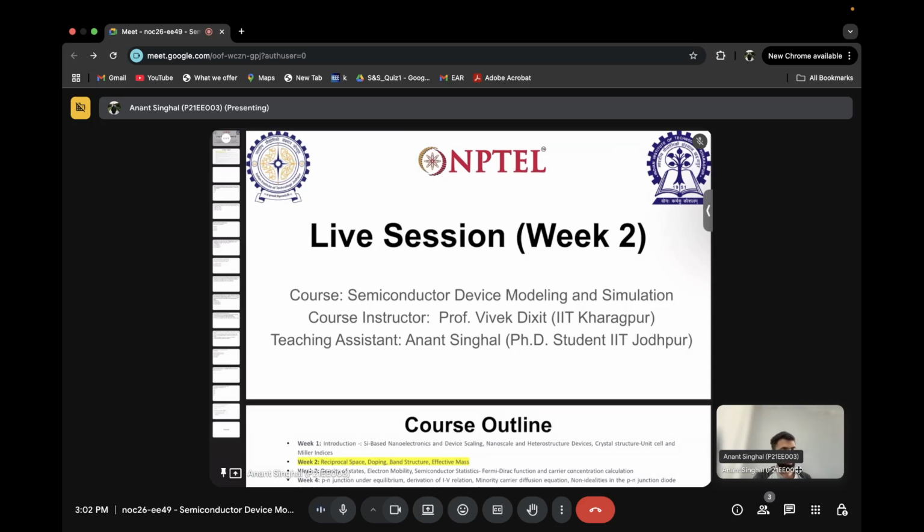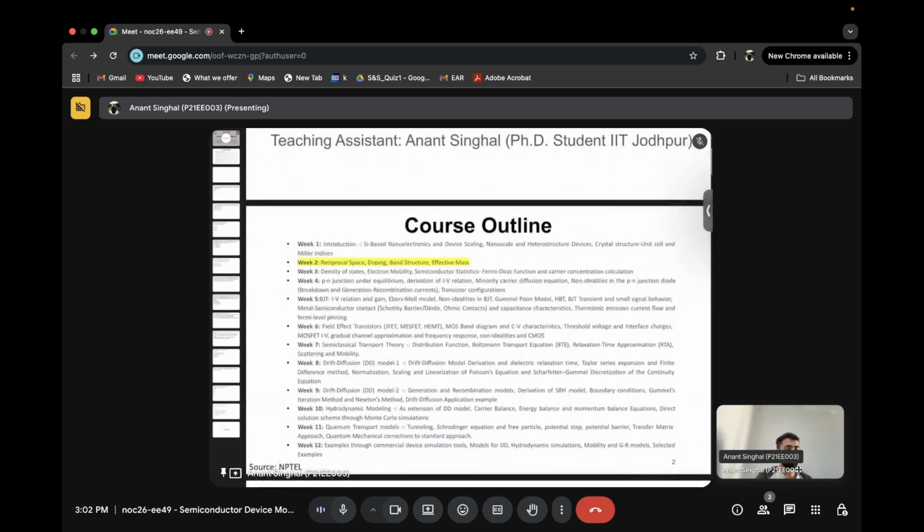So in the last week, we have already covered the very basics of modeling, like what is modeling and why it is required, because we want to save a lot of resources even before the fabrication part. That is why we require compact modeling, and modeling is nothing but a mathematical representation of the physics or the behavior of the device that we have.